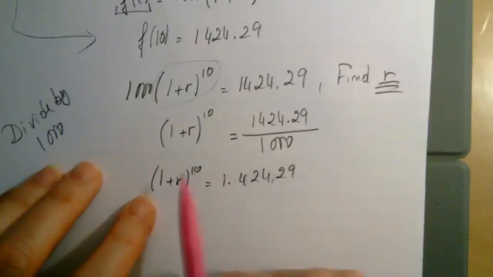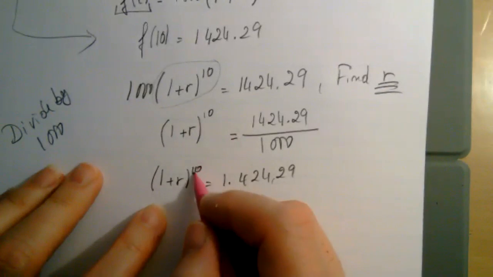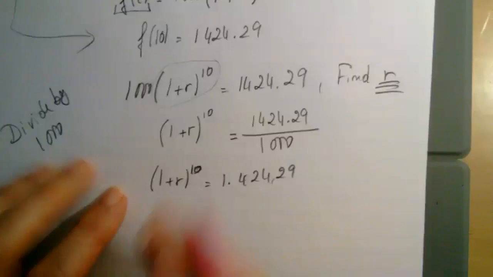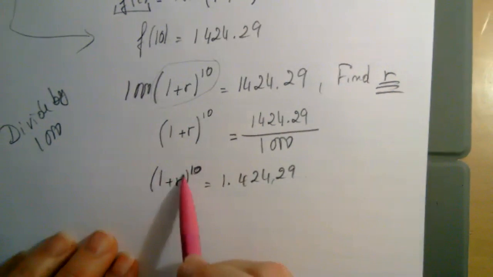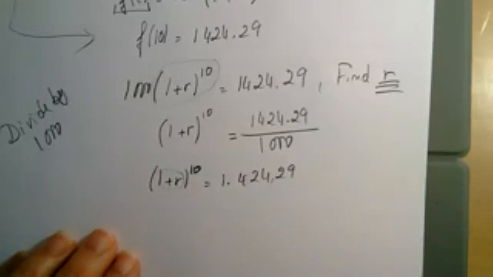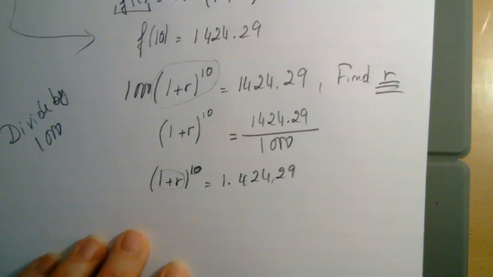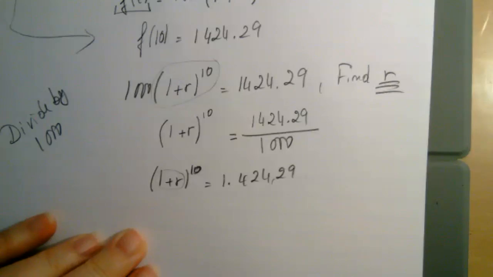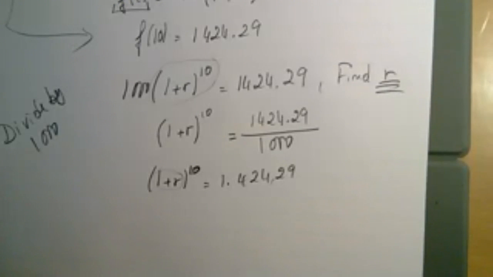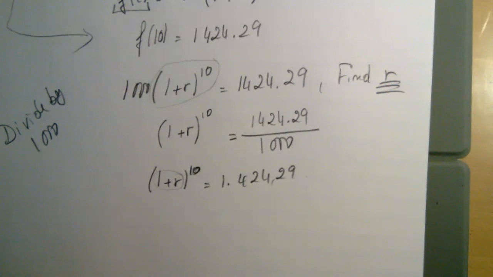Now, I want to solve. I have something to the power 10. How can I get rid of the 10? Wait, are you going to take the 1.24 to the 10th power? No, not the 10th power. You're going to use the root? I have to use the root, absolutely.